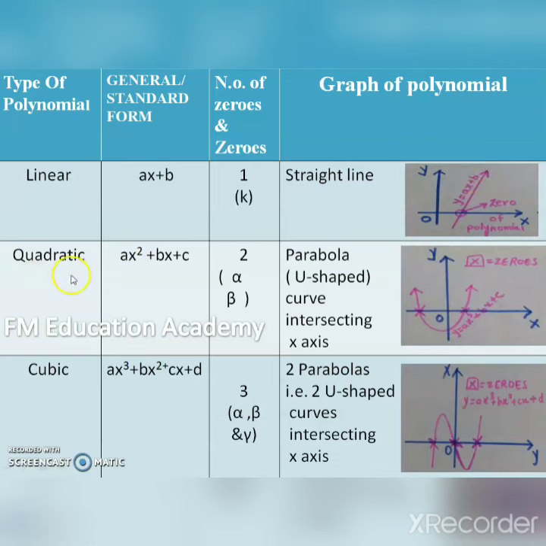Now what do we mean by a quadratic polynomial? The standard form is ax square plus bx plus c. You should remember these standard formulas. The number of zeros here is 2. Why? Because the degree is 2. And what are the zeros? Zeros are known as alpha and beta.